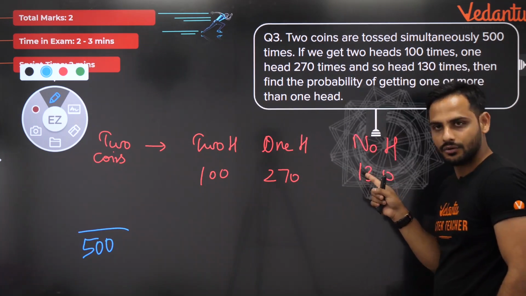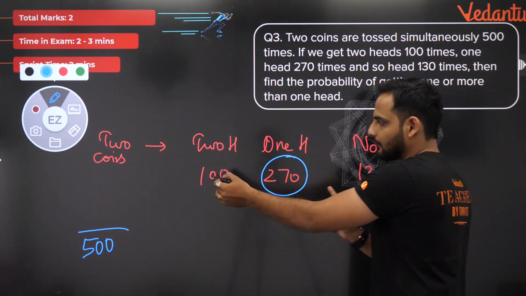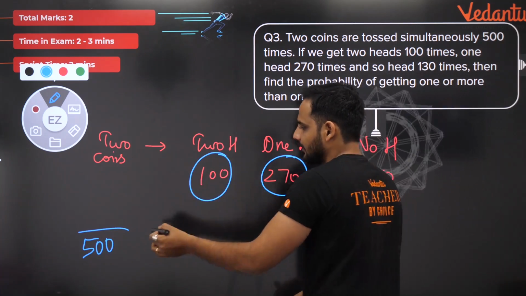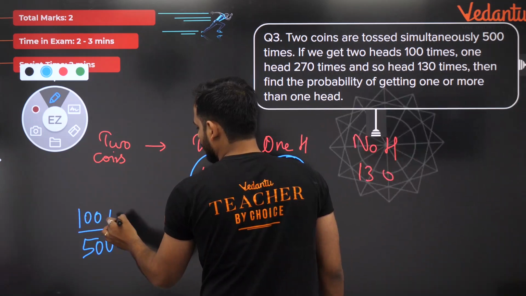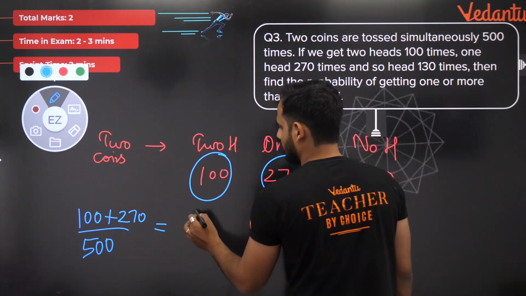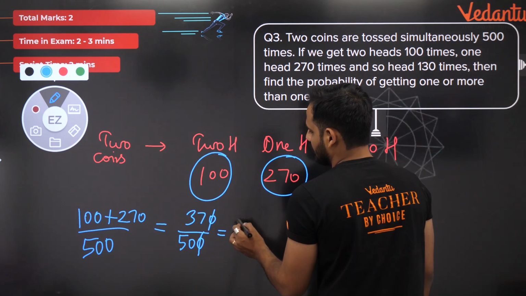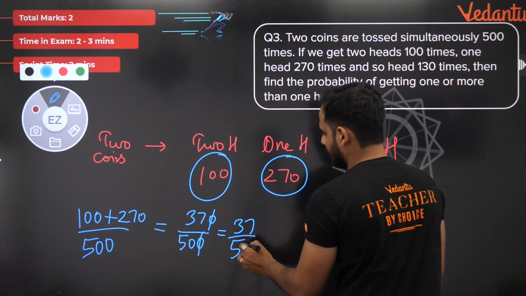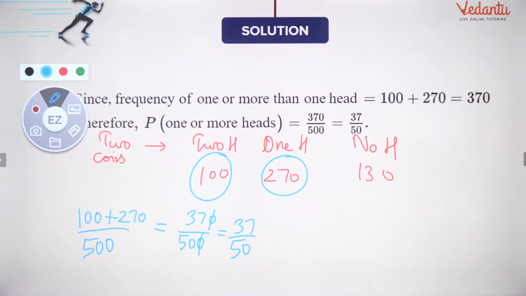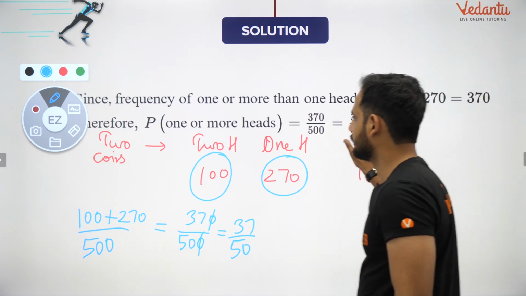Here, are you getting 1 head? No. Here, 1 head? Yes. 2 heads. 2 heads means more than 1 head, so that is also favorable. So I can say 100 plus 270, which is equal to 370 by 500. That is 37 by 50. So the correct answer is 37 by 50.